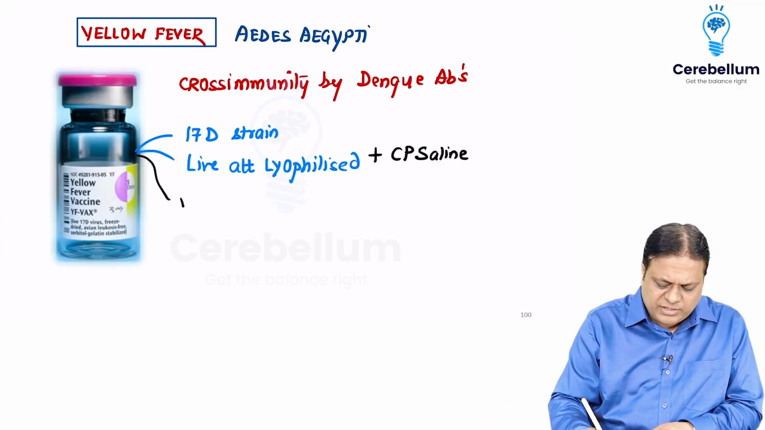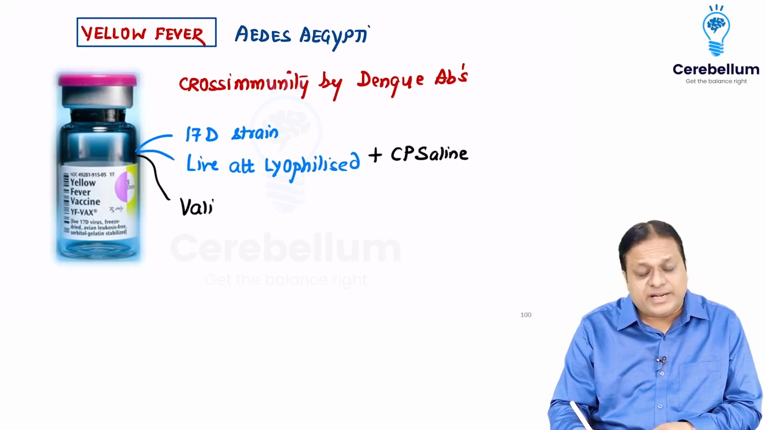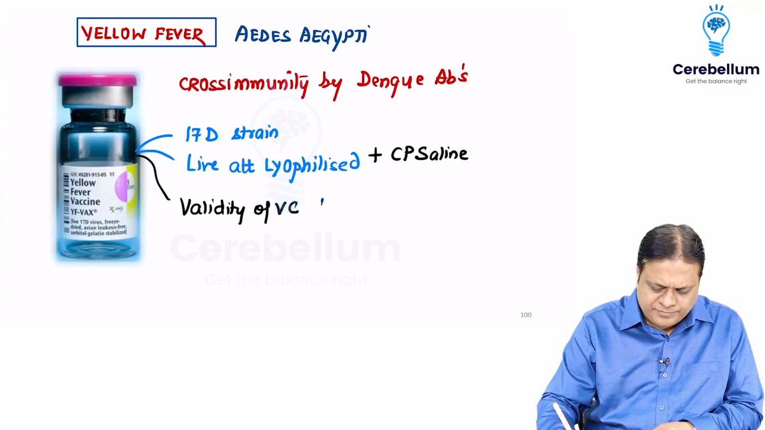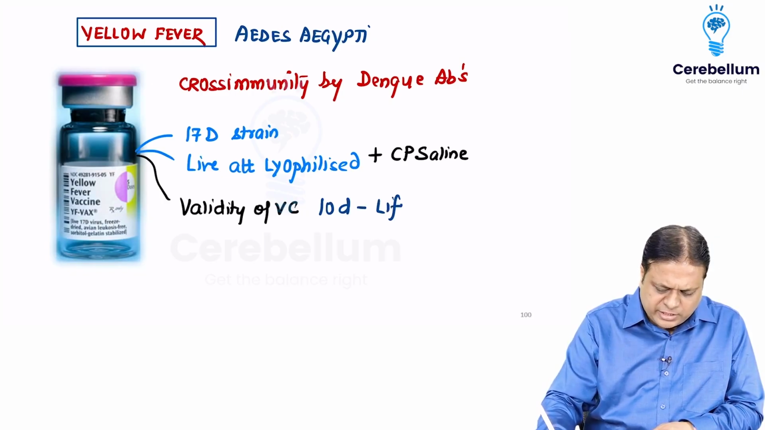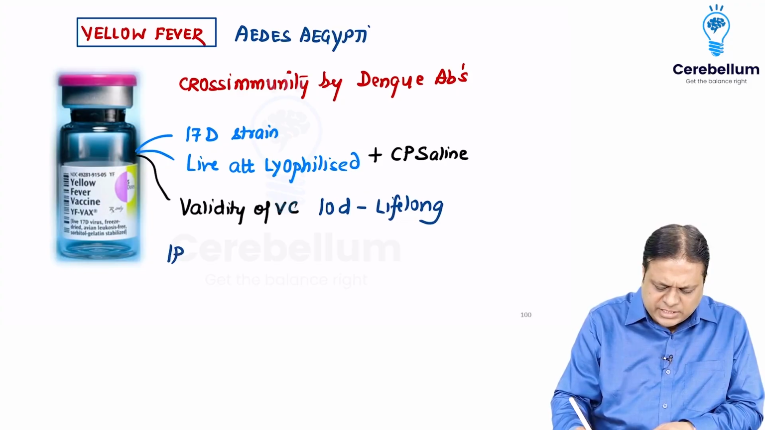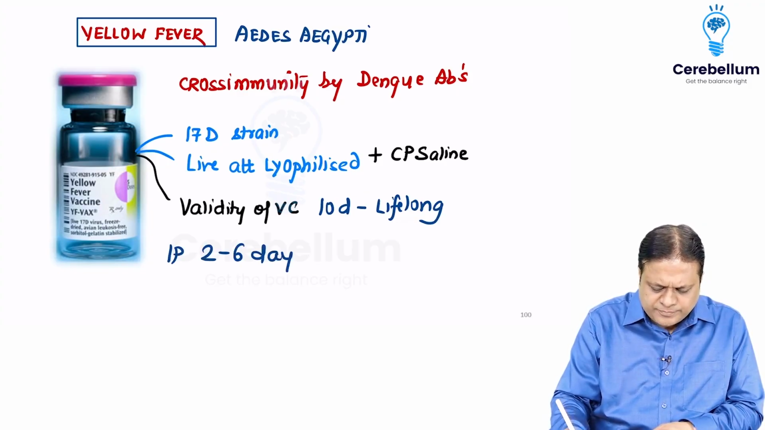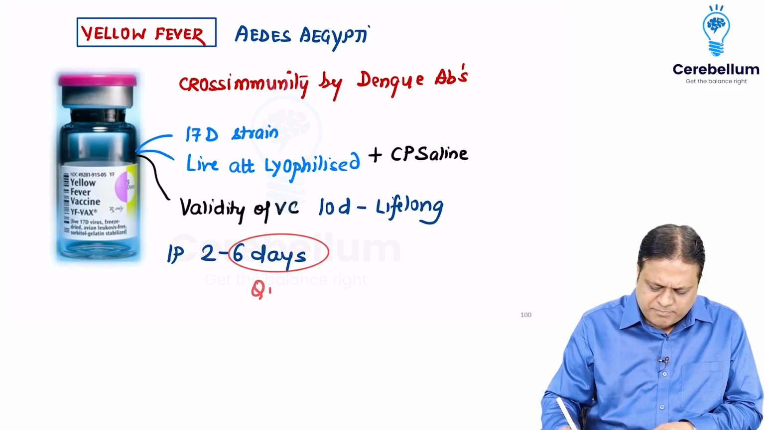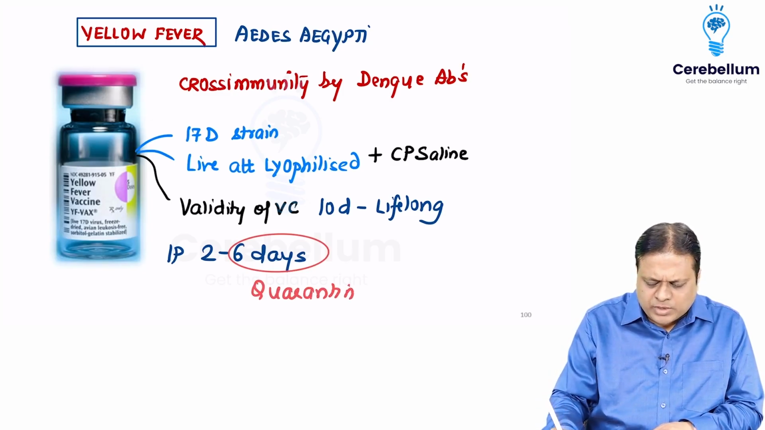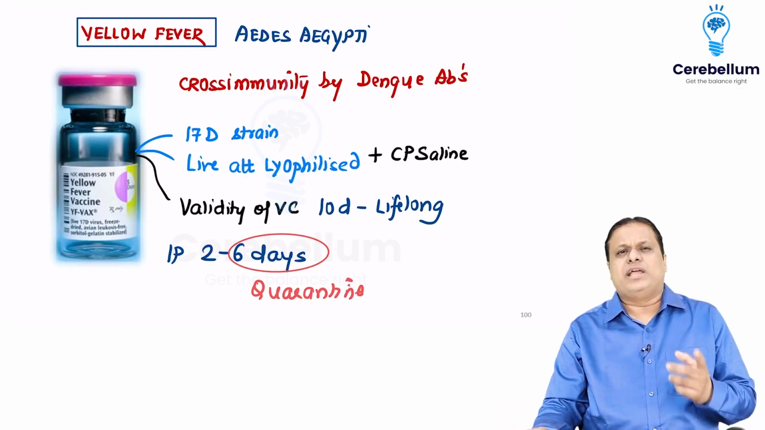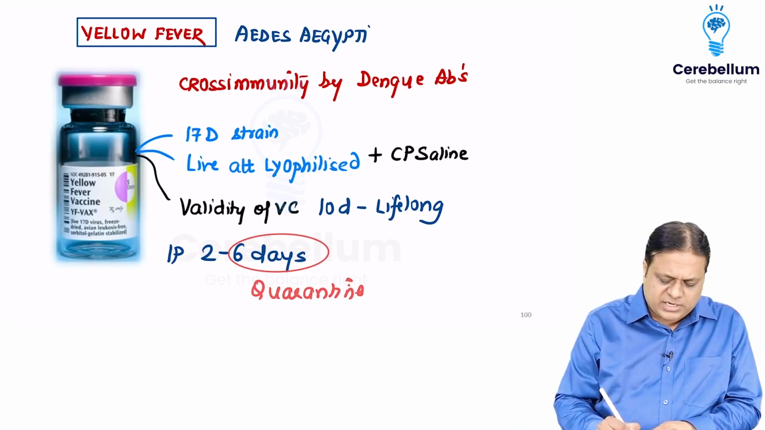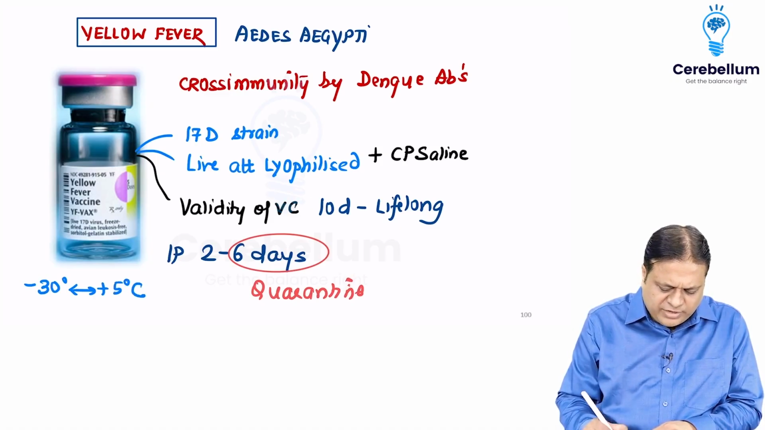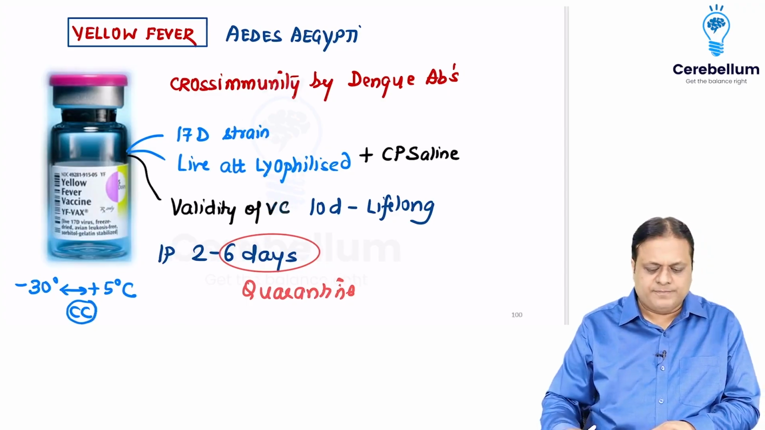This vaccine, when we look at international travelers' health, emporiatric science, the validity of the vaccination certificate is 10 days till lifelong. The disease has an incubation period of 2 to 6 days, where 6 days is taken because it is the maximum incubation period, as the period of quarantine. Quarantine, the 40-day detention concept, was first applied for plague, sea sailors. The vaccine requires a cold chain temperature of -30 to +5 degrees centigrade for maintenance.